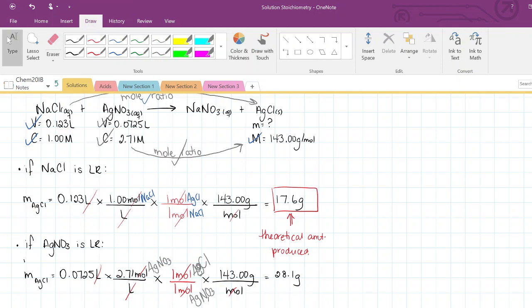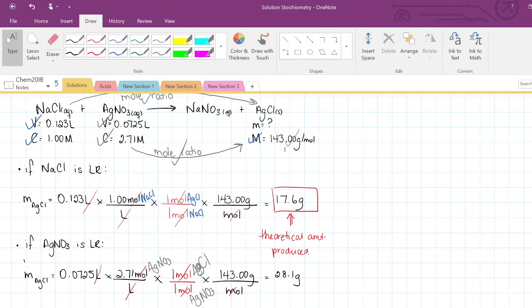And then once I get over to this side, I'm going to use up my molar mass. I'll place my grams on the top and my moles on the bottom so that they cancel out with the moles of AgCl. Multiply through, and we get 28.1 grams.